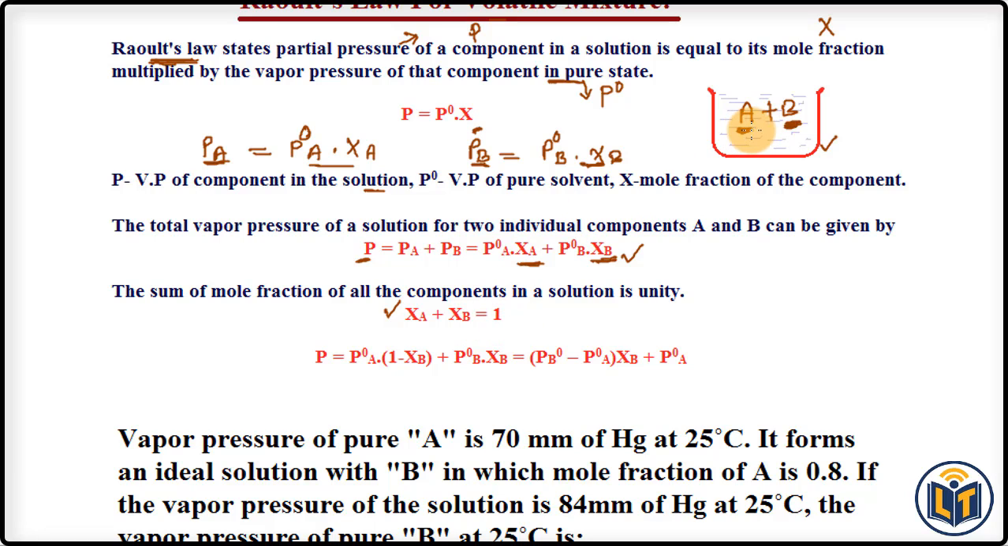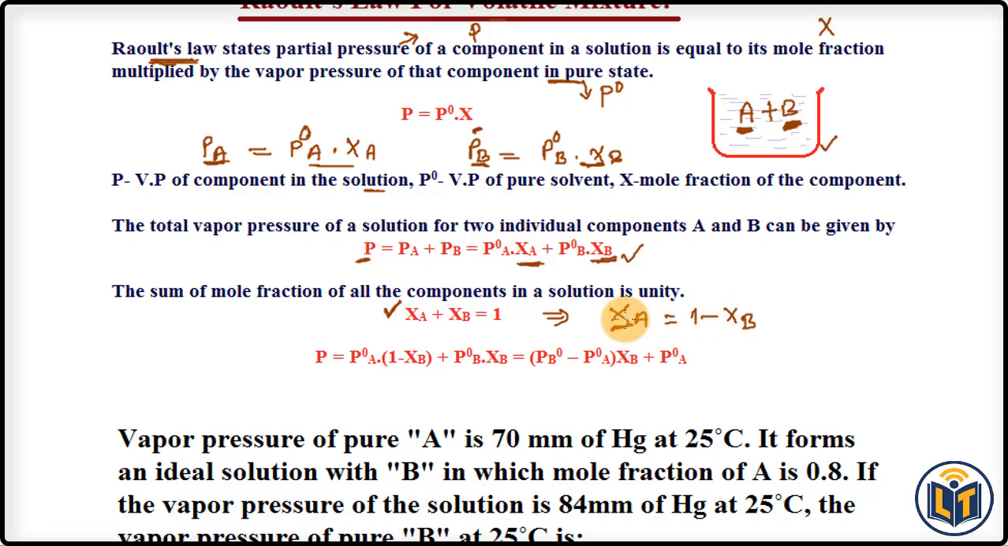In case the mole fraction of one component is known and the mole fraction of the other component is unknown, then by using this relation you can find out the mole fraction of the other component. It can also be written as XA is equal to 1 minus XB. If the mole fraction of component B, XB, is known, you can plug in the value, then you can calculate the mole fraction of component A.